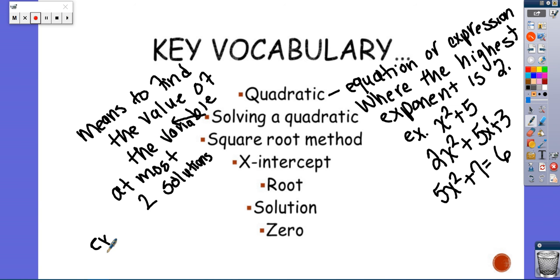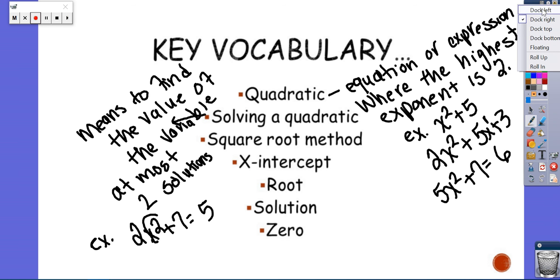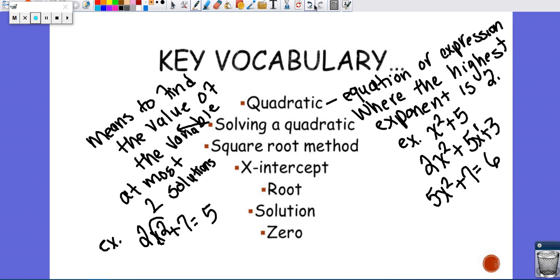And here's an example. So if I was solving this quadratic, I want to find the value of this x right here. Give me a second. I'm gonna write this on the side. There we go. So I'm trying to find the value of this x right here. And there are some methods that I need to use to try to find that. Now, one way to solve a quadratic is to use the square root method.